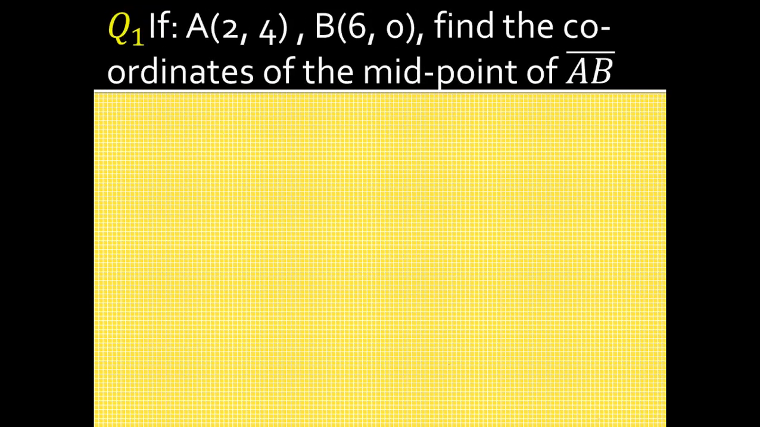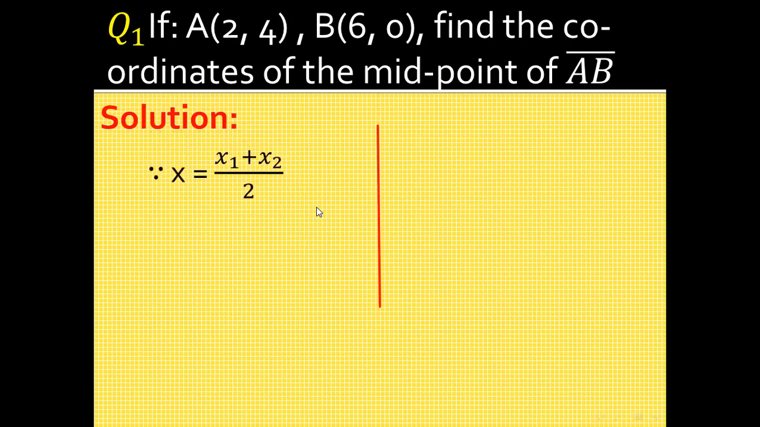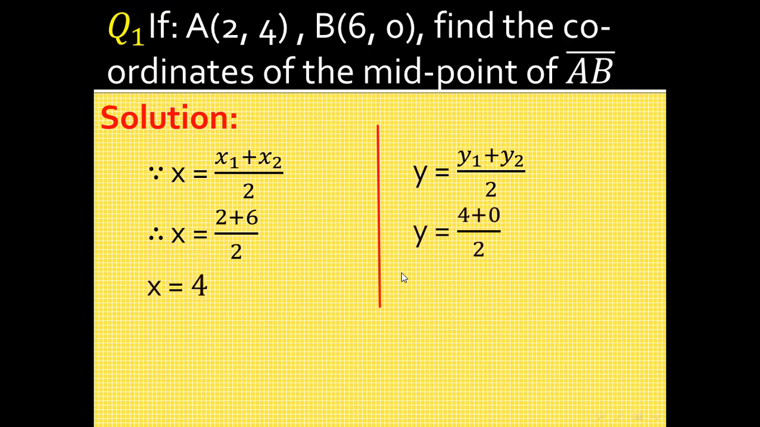For example, if A is (2, 4) and B is (6, 0), find the coordinates of the midpoint. We said let the coordinates of the midpoint equal (x, y). Then x equals (x1 plus x2) divided by 2, and y equals (y1 plus y2) divided by 2. So x equals 2 plus 6 divided by 2 equals 4, and y equals 4 plus 0 divided by 2 equals 2. Then the coordinates of the midpoint are (4, 2).